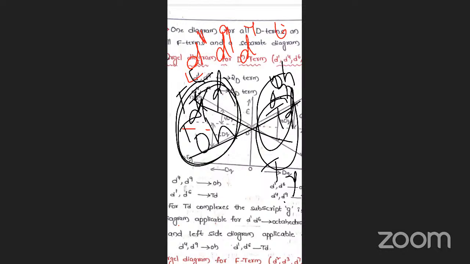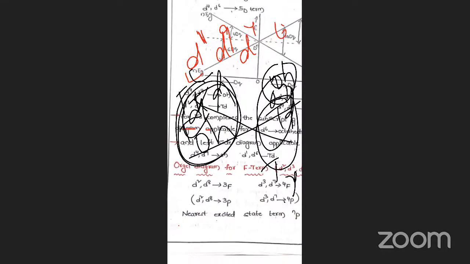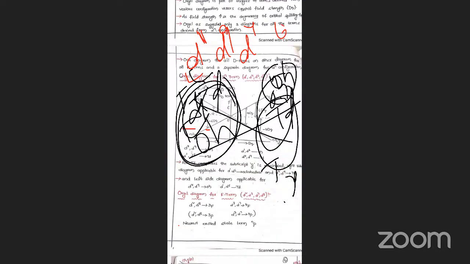Both configurations, different configurations are there. So you can observe the diagram clearly. So what is the difference in the octahedral geometry? We can use the word G, zero. In tetrahedral geometry, you can remove the G. Remaining all are similar.